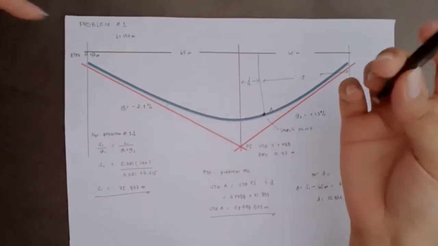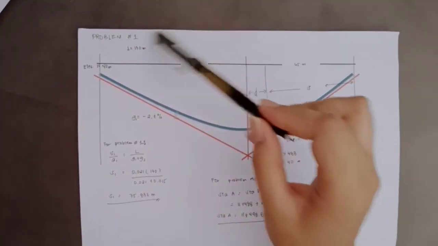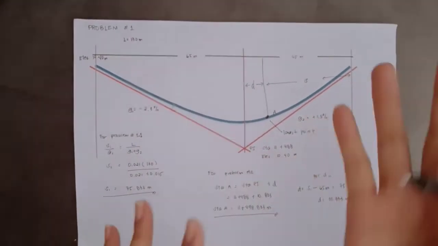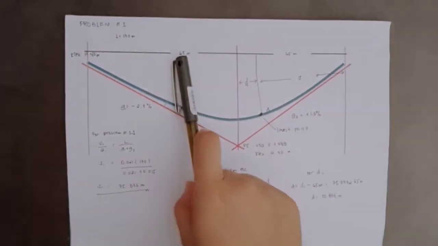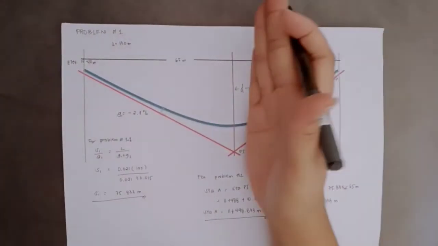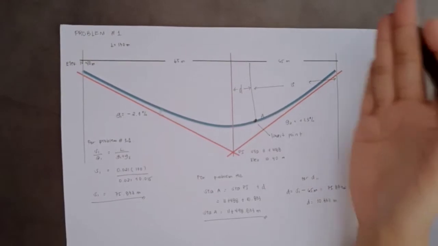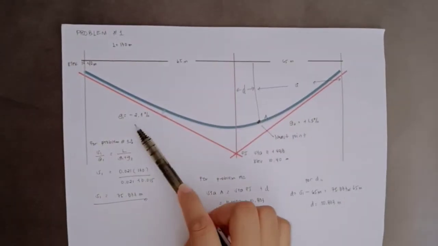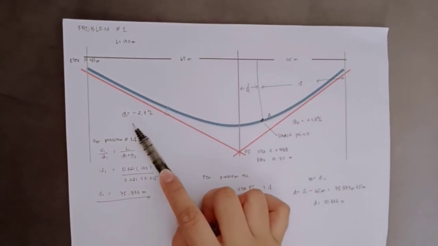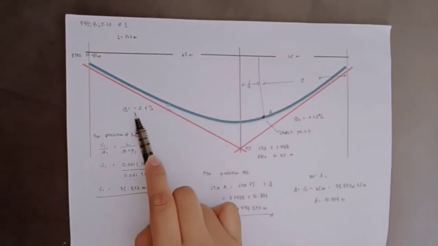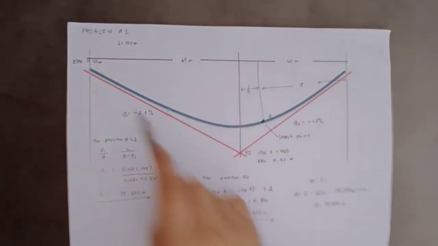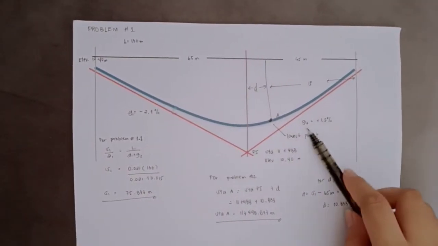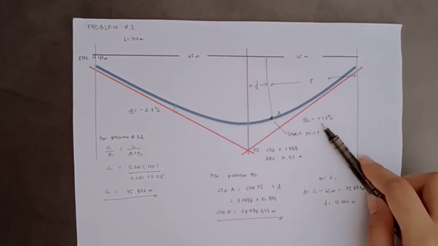Diba, since yung length daw ng curve ay 130 meters, so, dahil symmetrical naman siya, dinivide ko lang sa 2, so this part is 65 meter and this part is 65 meter too. And then, our first grade would be negative, kaya siya sag. And then the second grade is positive, which is positive 1.5.